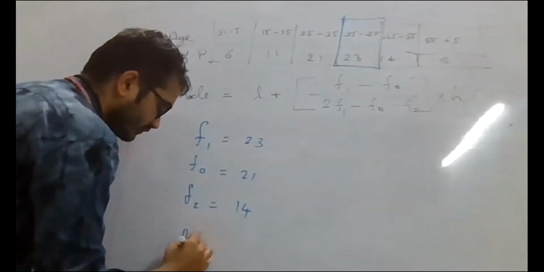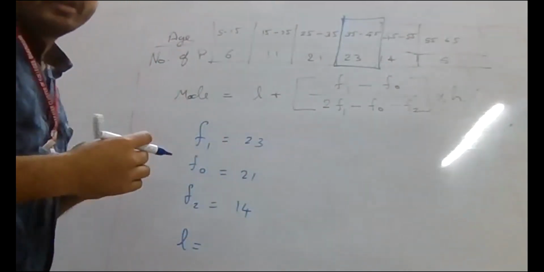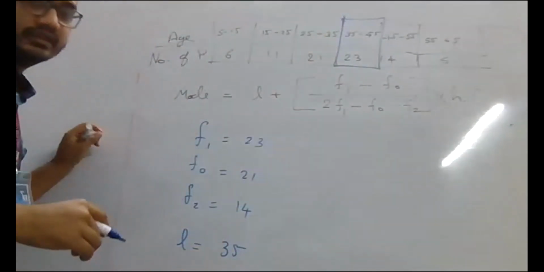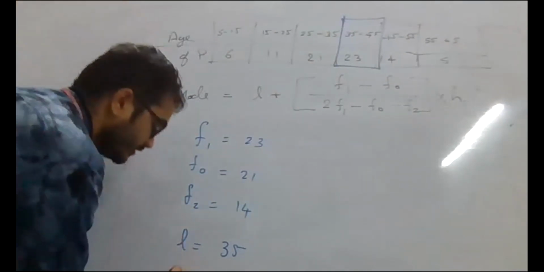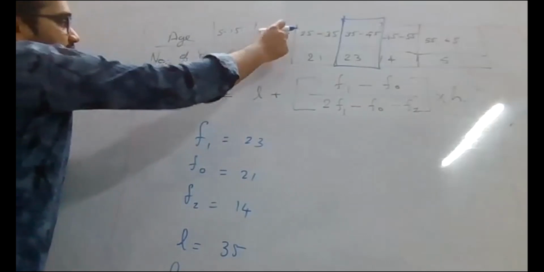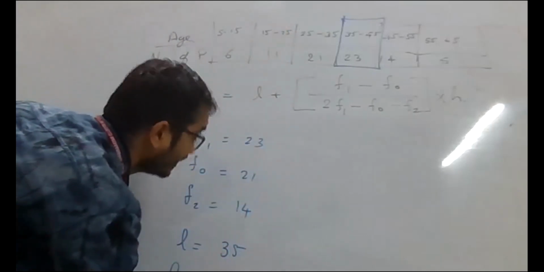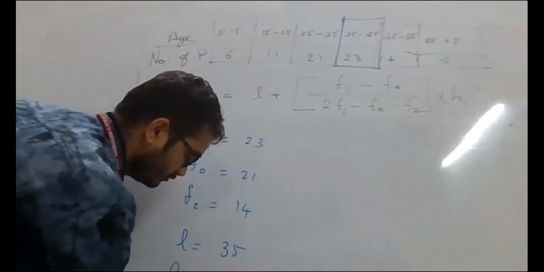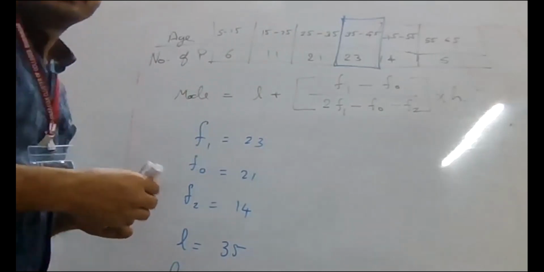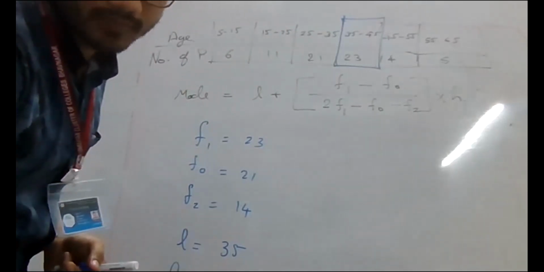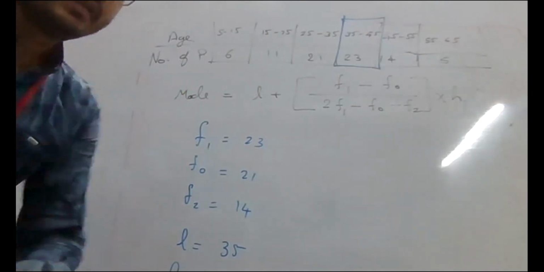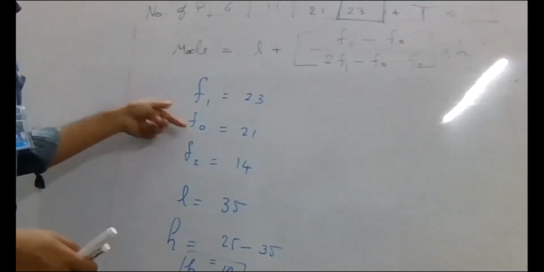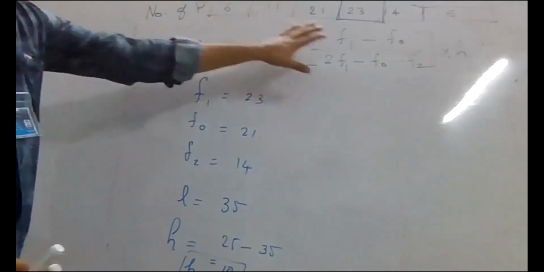Then L, what is L? The lower limit of the modal class. So the lower limit is 35, so L is equal to 35. Then what remains is H, the class width, which is the difference 45 minus 35, so you get 10. H is equal to 10. That is how we have got all the data we require to solve our sum: H, L, F1, F2, F0.